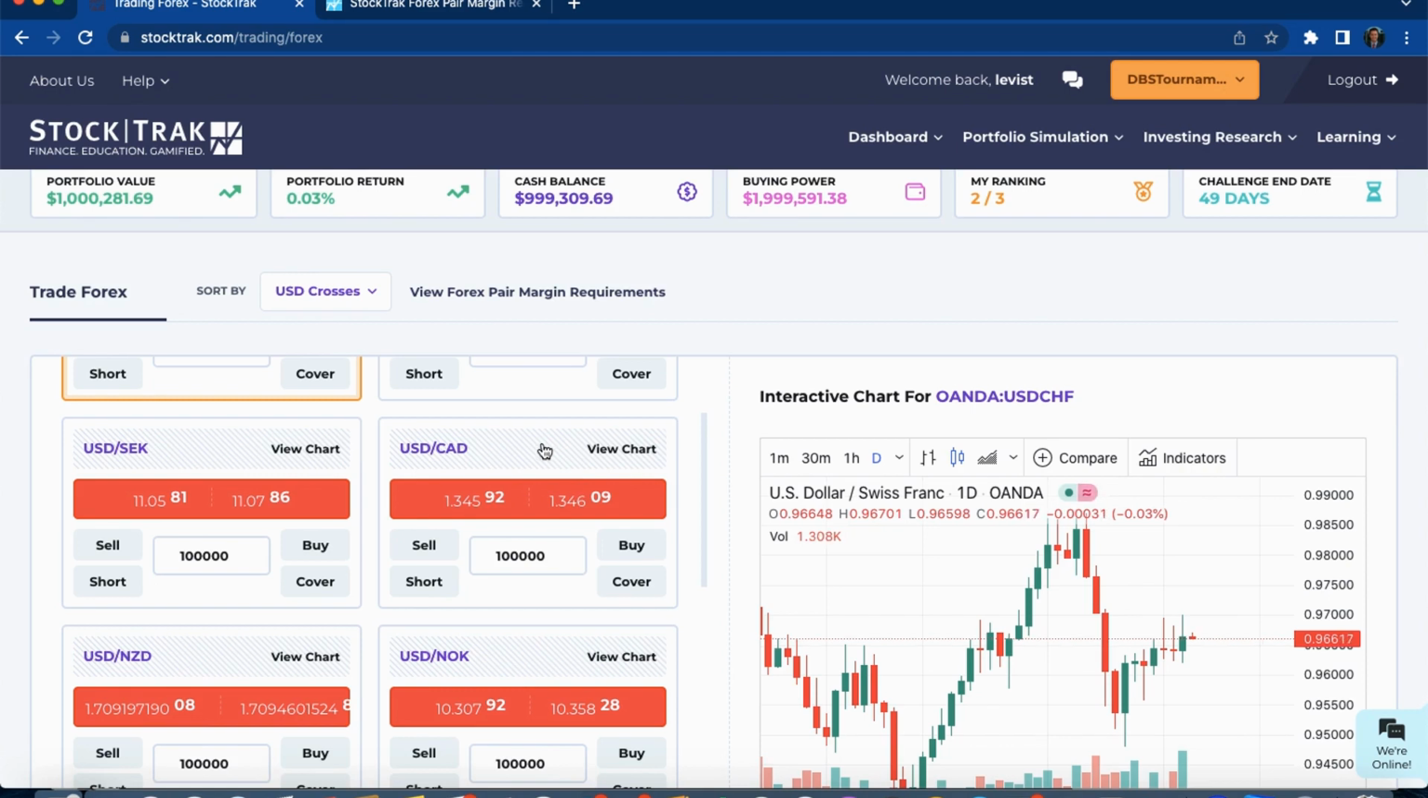If you're in the market to sell the USD CAD pair, this is the highest bid. If you're in the market to buy this pair, this is the lowest ask.